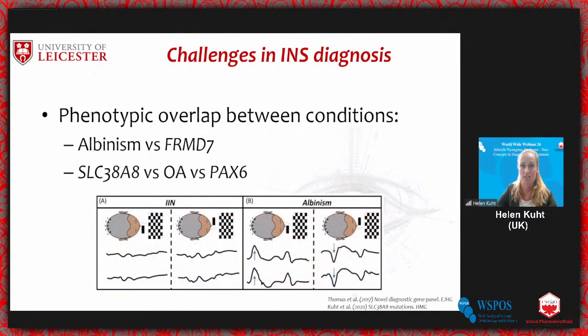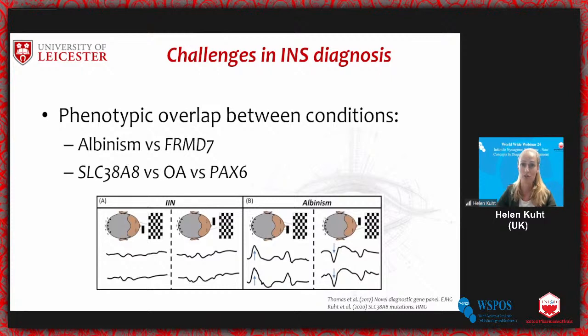There are also significant phenotypical similarities between SLC38A mutations, ocular albinism, and PAX6, where they all are associated with infantile nystagmus and foveal hypoplasia. Ocular albinism and SLC38A mutations also demonstrate chiasmal misrouting on VEP testing. And it was previously thought that SLC38A mutations were strongly associated with anterior segment dysgenesis. However, our recent paper identified that it's likely a minor association.